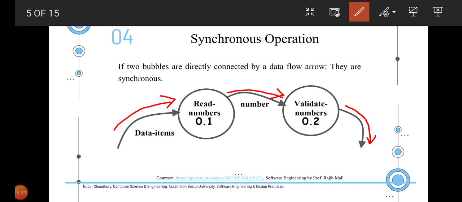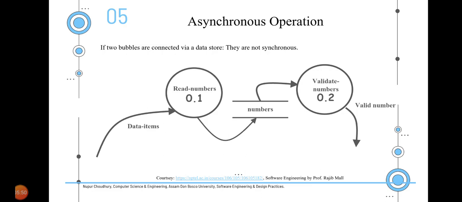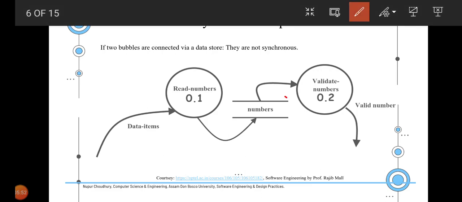Now the important parameter here is that all the processes have their process names associated with them, as well as the process numbers. If two processes are connected to each other via a data flow arrow, then we call them synchronous operations. Asynchronous, on the other hand, involves a data store or sink to connect two different processes.